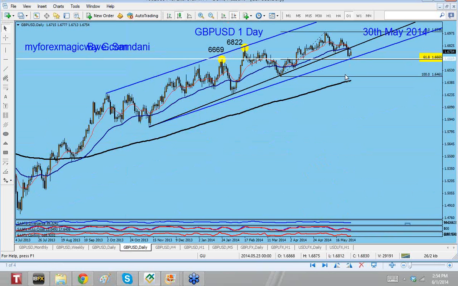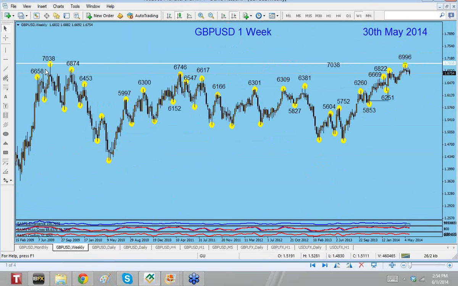Now, where will we go from here? Are we going to continue going to the upside? It is a very big question, because what I see is that, let's go to a weekly chart, and you see this highest high in the last 4 or 5 years is 70.38. And we already made a high of 69.96. So we came pretty close already. And if this is a rejection, then we will be coming down big time. But it's not going to be that easy.